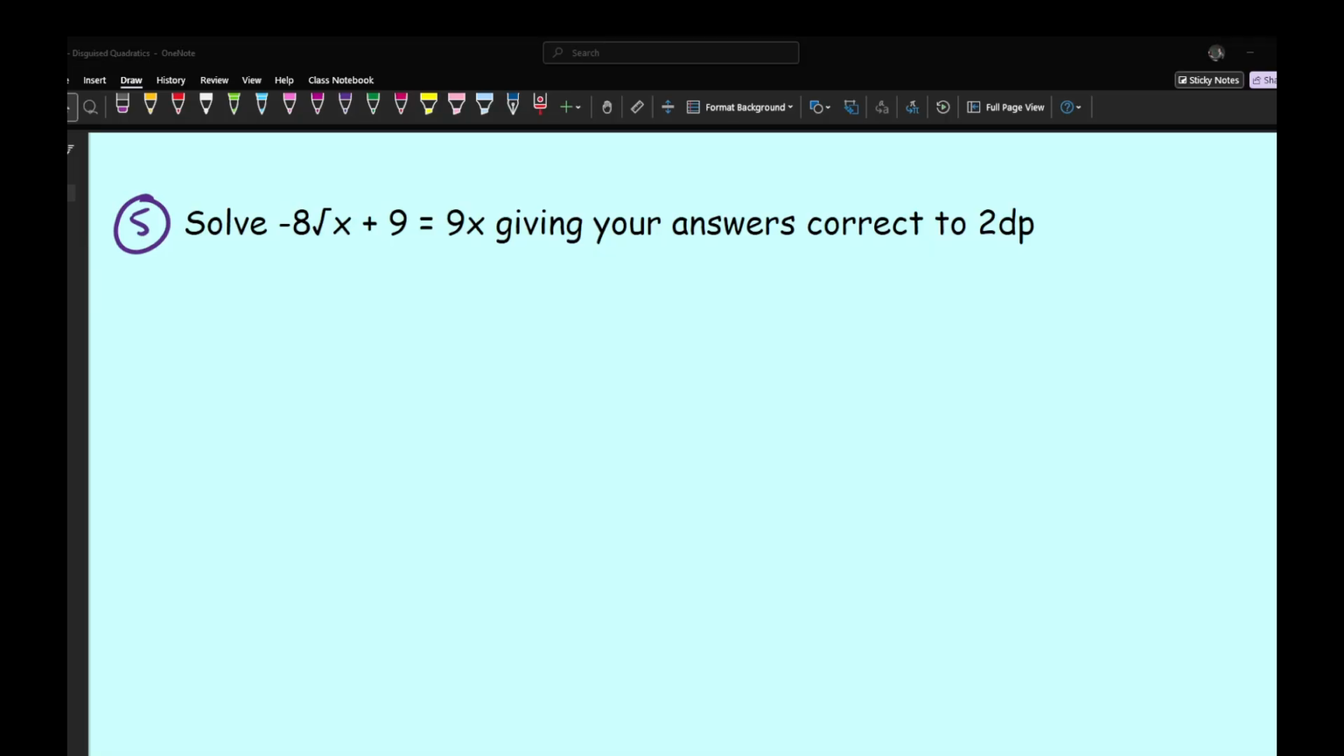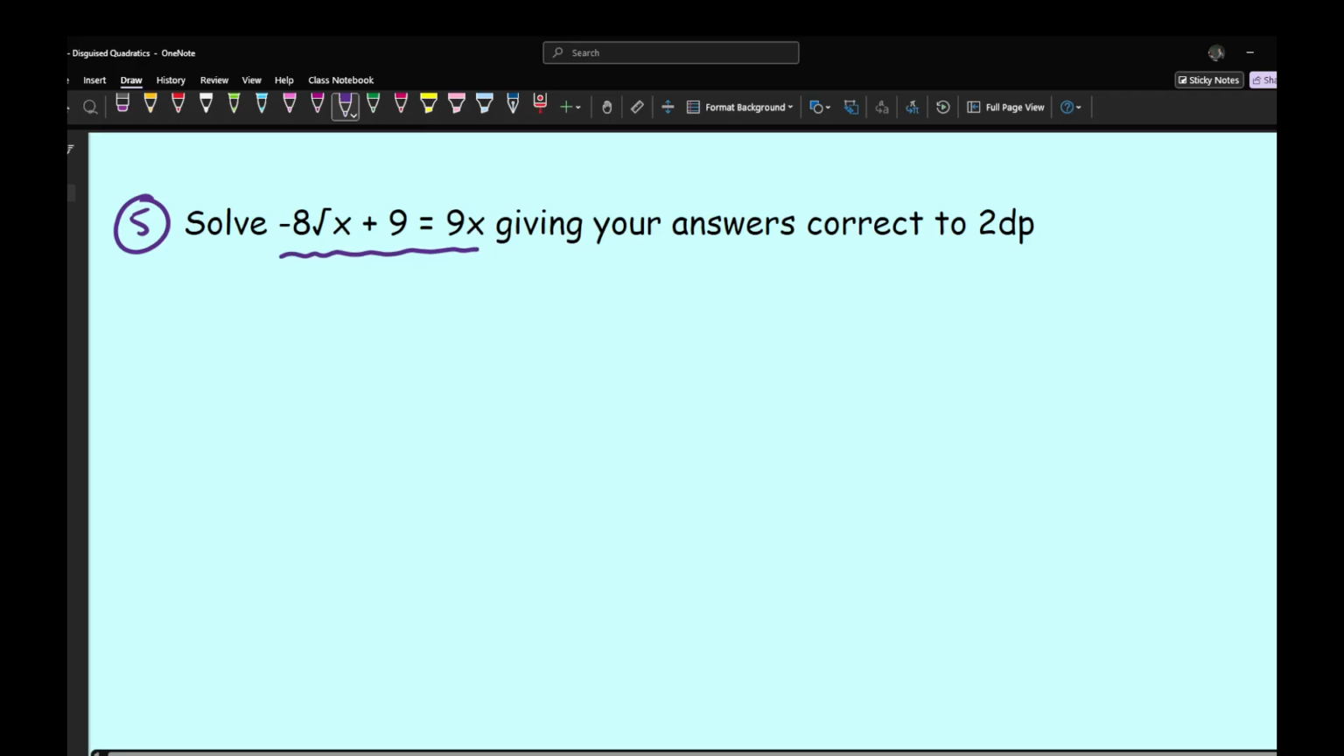So now let's have a look at our 5th example. This time, rather than having powers, we've got it in root form. This question is asking us to solve negative 8 root x plus 9 equals 9x, giving your answer correct to 2 decimal places. First things first, what we need to do is make this equal to 0. One thing that you should notice is that another way of writing root x is using powers, which would be x to the power of a half.